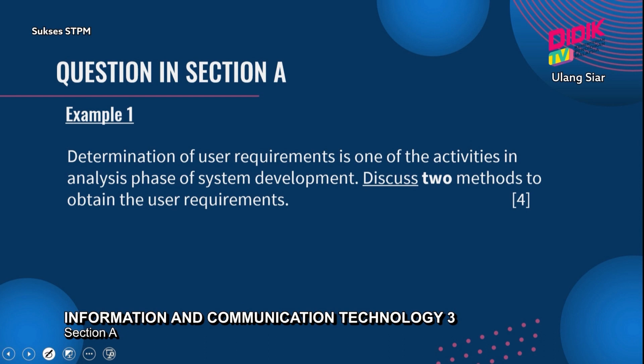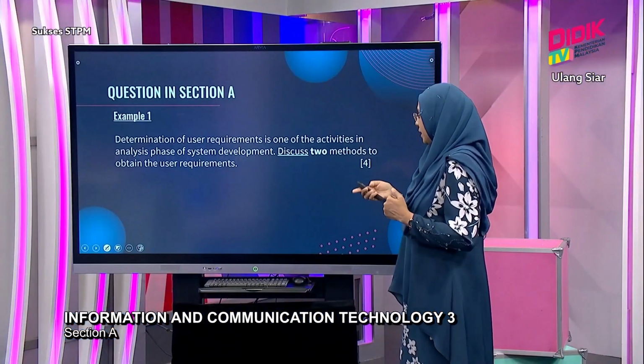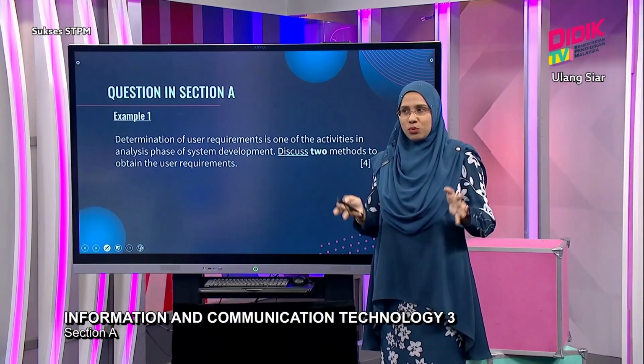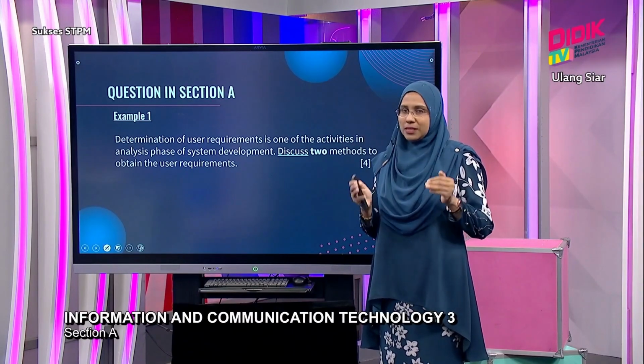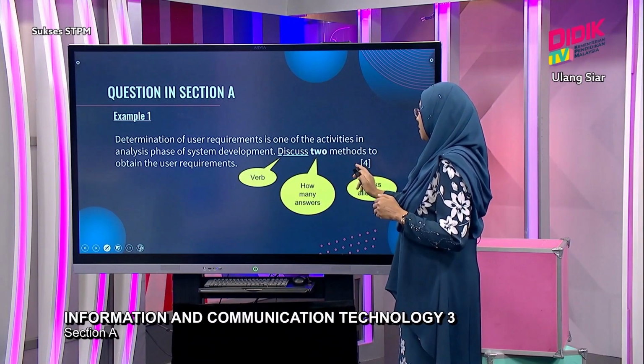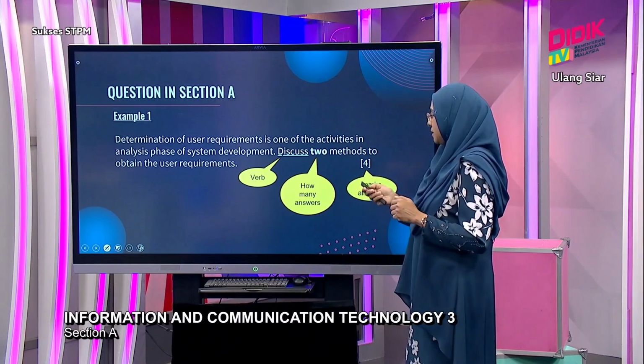So the question is asking for discuss. So the work here is discuss, so a longer answer is needed. And then how many points to discuss? 2 methods, and marks given 4. So we can assume that 1 point, 2 marks. So you have to discuss 2 points. Alright. Okay, so how to write? Usually my students face problems with how to write, how to do the layout. So look at the work, the marks, and also how many answers needed.